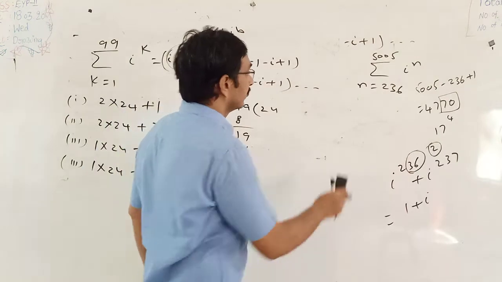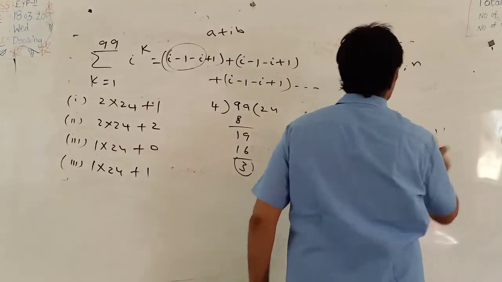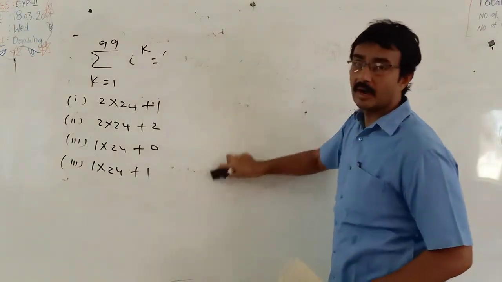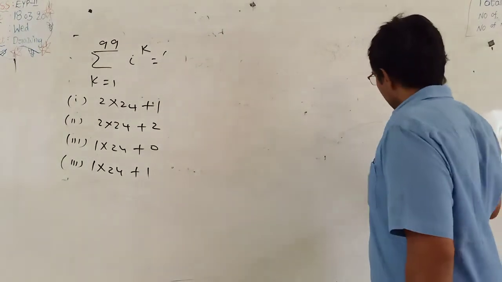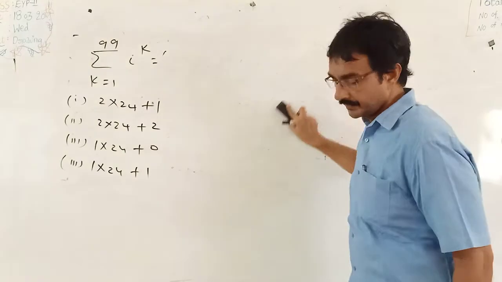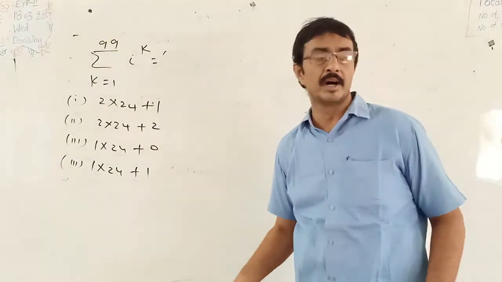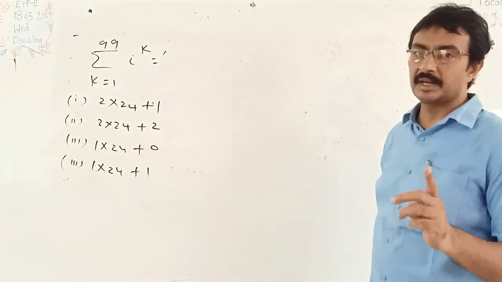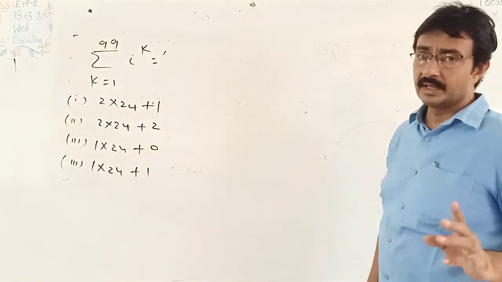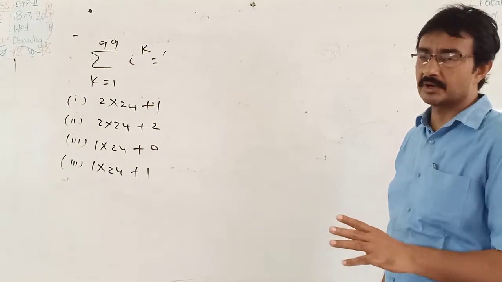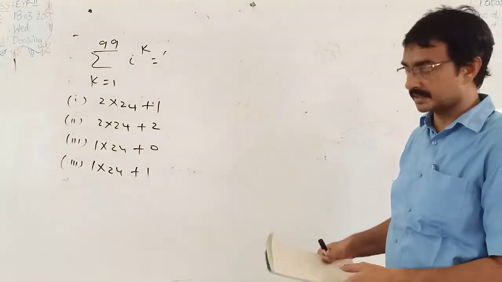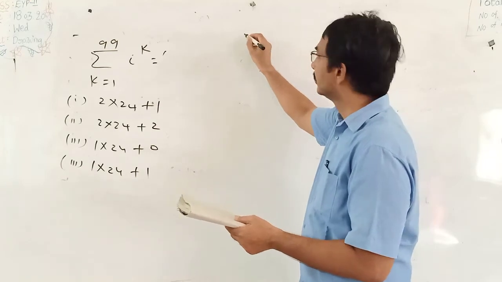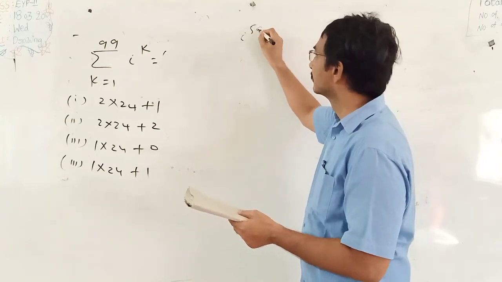See next problem, related to I power n. Working rule of I power n. Divide n with 4. Possible remainders are 0, 1, 2, 3. Remainder 0 implies I power 0, 1. Remainder 1 implies I power 1, I. Remainder 2, I square, minus 1. Remainder 3, I cube, minus I. So see the problem. This is previous old descriptive problem.